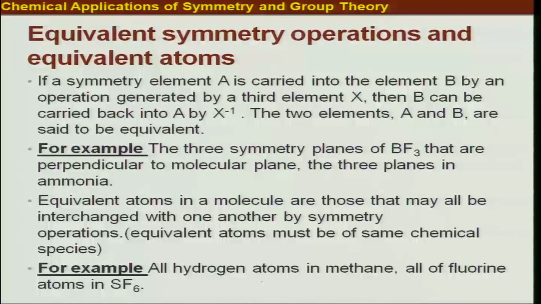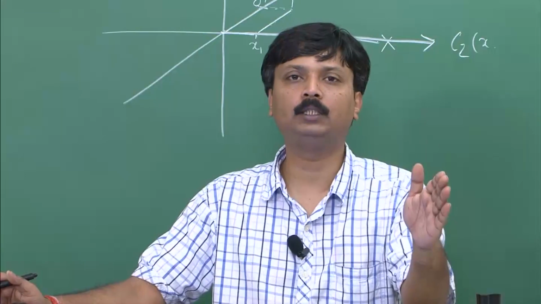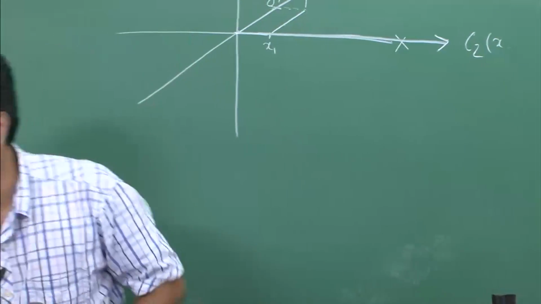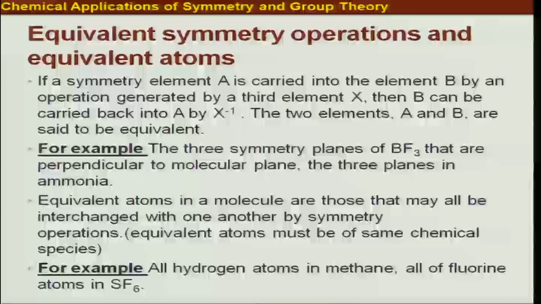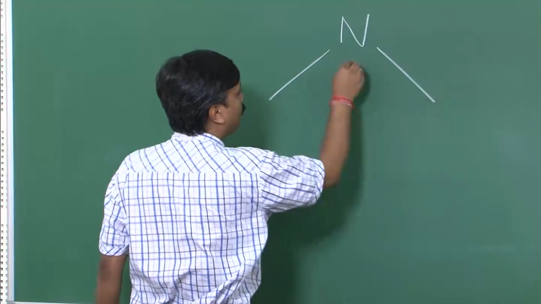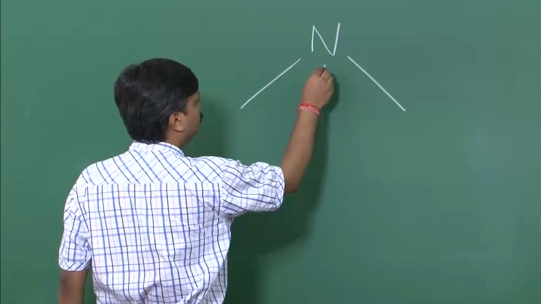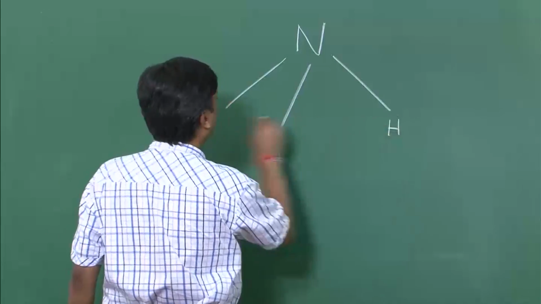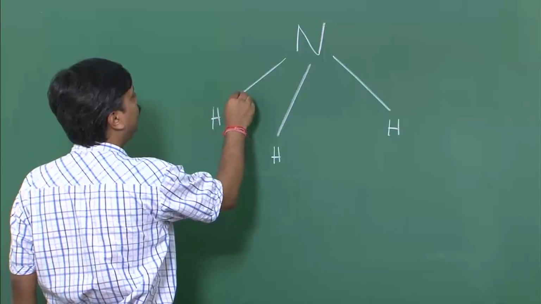Okay, so there is one more thing that I will quickly go through, that is equivalent symmetry operations and equivalent atoms. So suppose we have one particular symmetry element. Say you think about the case of ammonia. Let me quickly draw that. So this is one hydrogen, one hydrogen, one hydrogen, and then we are drawing the planes like this.